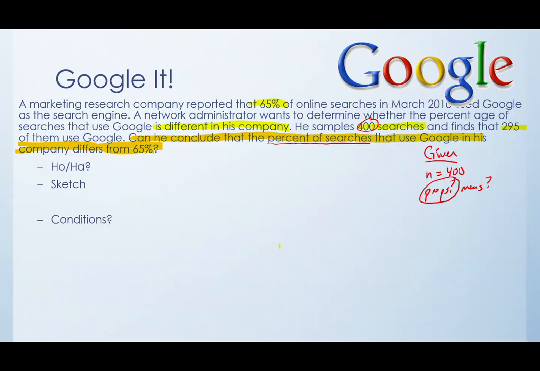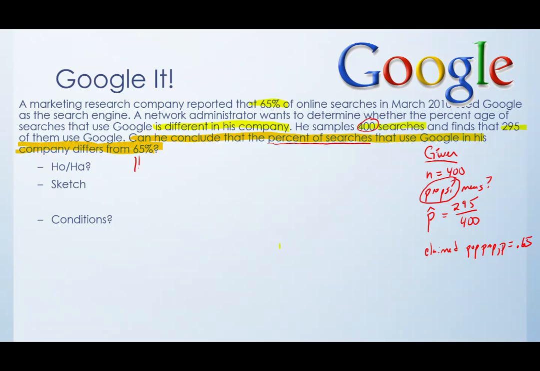Okay, so we've got our sample size. We have a sample proportion: 295 of the 400 used Google. Now, what claim was made? Well, the company is reporting 65% use Google. So that's going to be our claimed population proportion, which is p, 65%. I'm going to write that in decimal. Right now we have enough to write our null and alternate hypotheses.